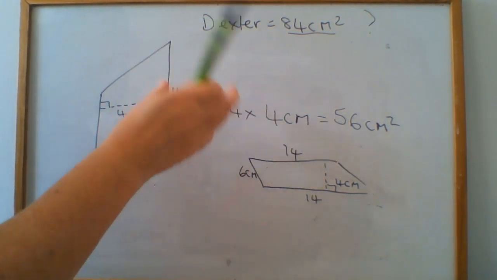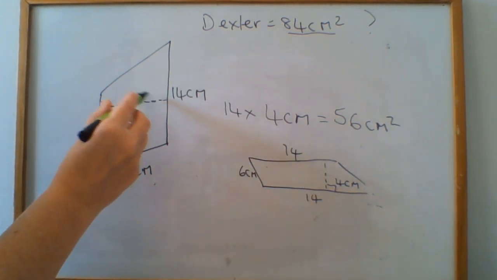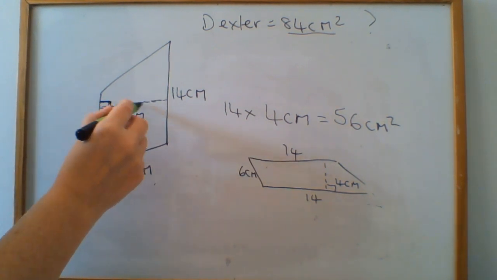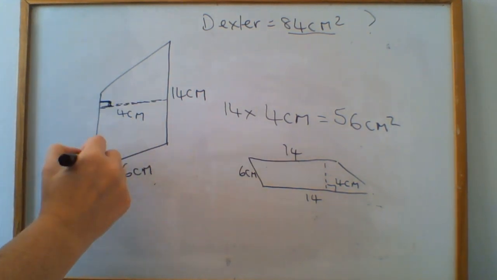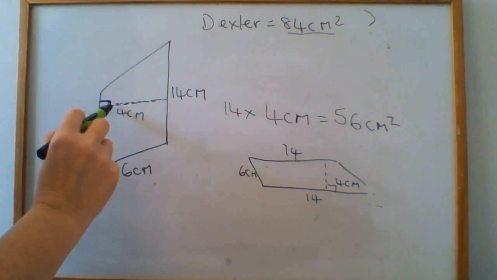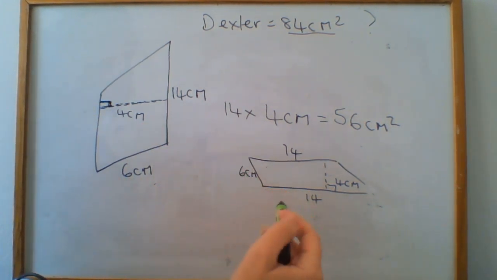So whatever way round you have your parallelogram, if you've got a dotted line and you've got a right angle, it's a big clue, okay? That is your perpendicular line. That is your height, and with your base, it makes the right angle. So you do 14 multiplied by 4. Be careful not to just choose one of the sides. Make sure you're getting the base and the perpendicular height to multiply together.